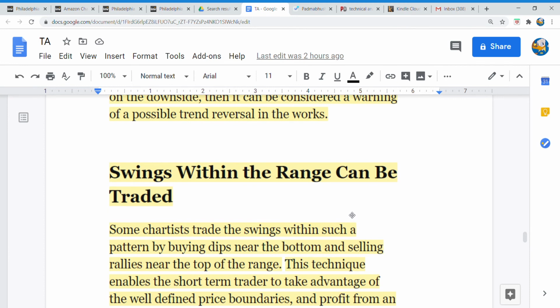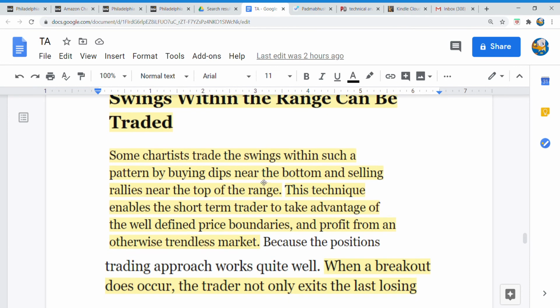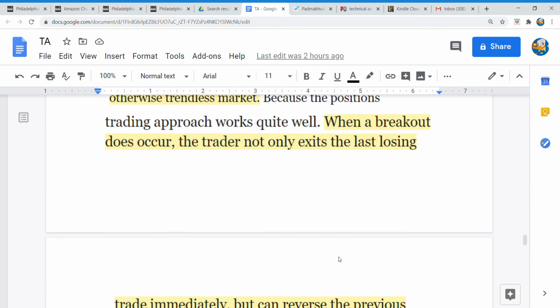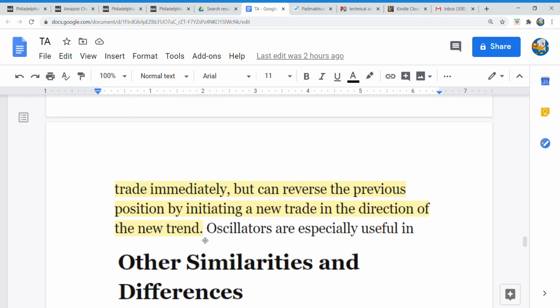Swings within the range can be traded. Some chartists trade the swings within such a pattern by buying dips near the bottom and selling rallies near the top of the range. This technique enables the short-term trader to take advantage of well-defined price boundaries and profit from an otherwise trendless market. When a breakout does occur, the trader not only exits the last losing trade immediately, but can reverse the previous position by initiating a new trade in the direction of the new trend.